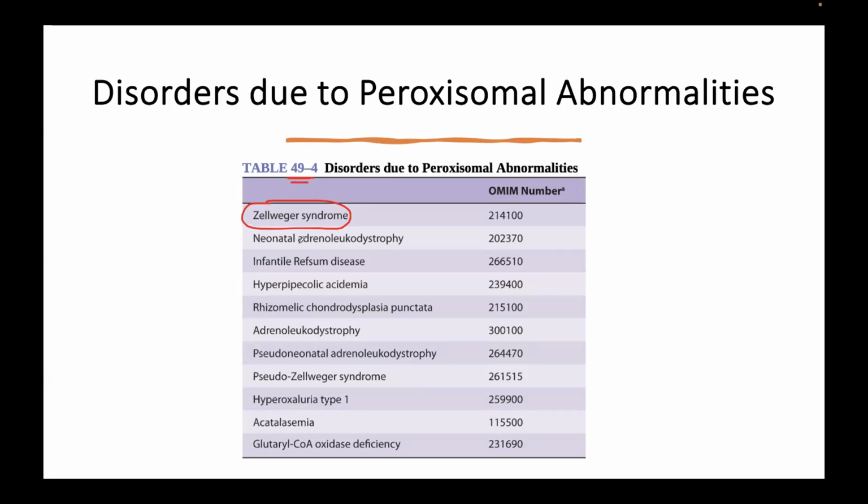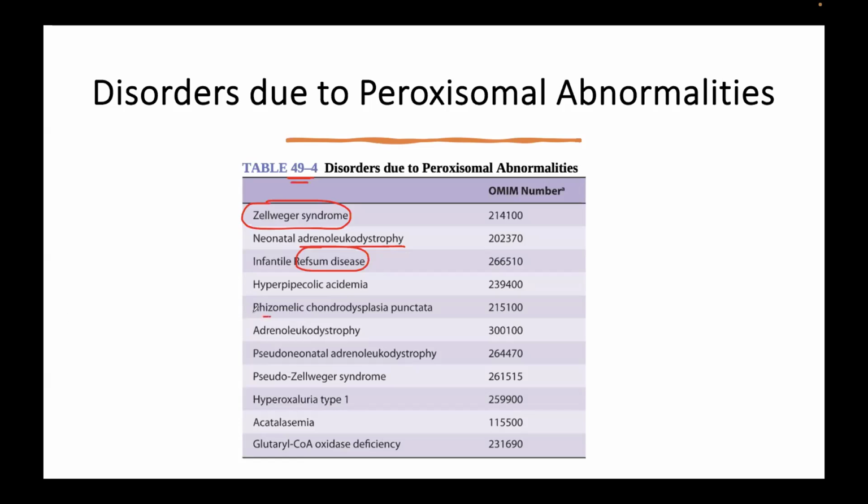Then we have adrenoleukodystrophy. Then we have Refsum's disease. So what accumulates in Refsum's disease? What acid accumulates in Refsum's disease? Okay, very good. It's phytanic acid.